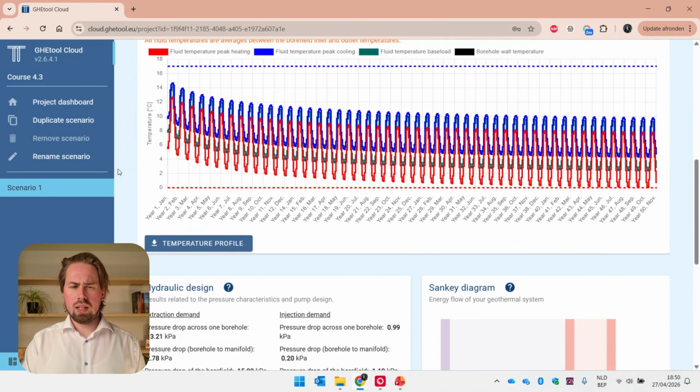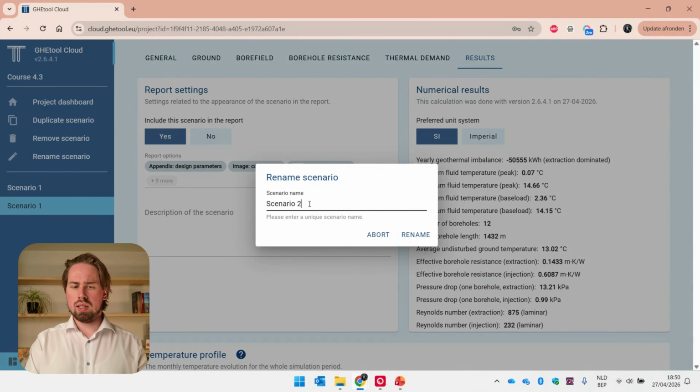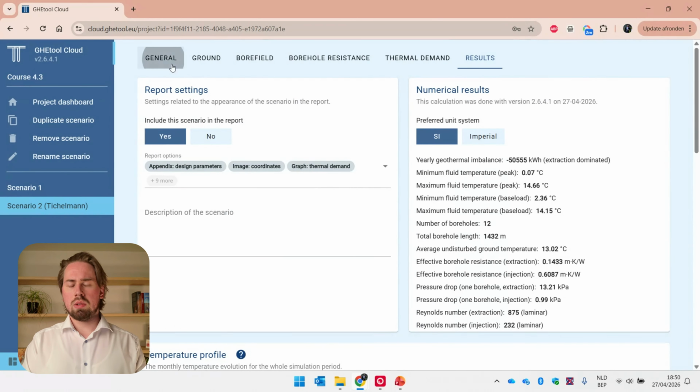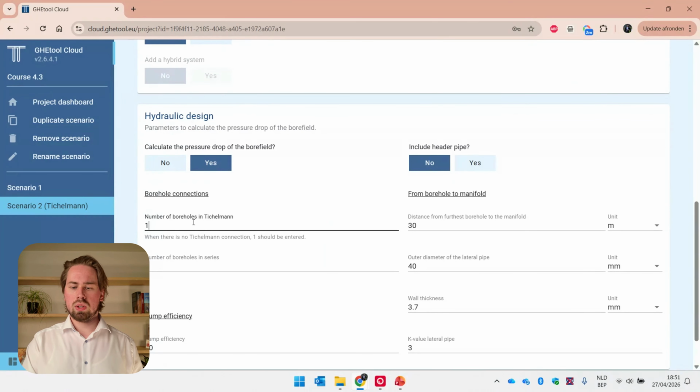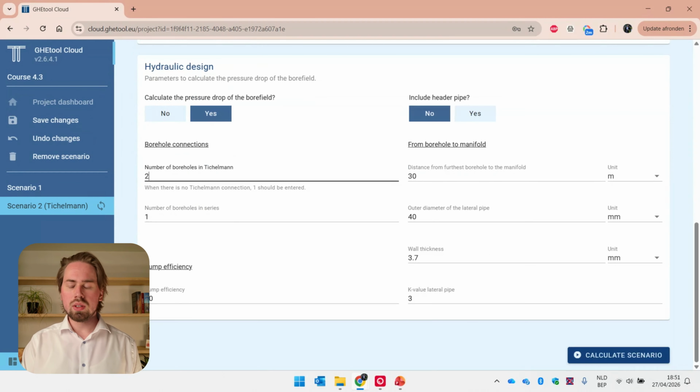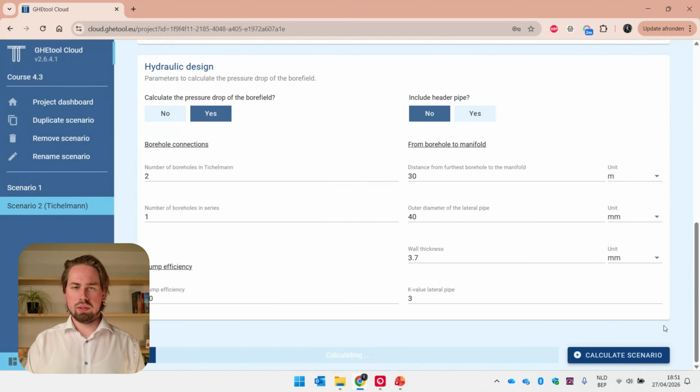Now, let us go ahead and change the hydraulic design. So we're going to call this scenario 2, Tichelmann connection. So instead of connecting all the boreholes directly to the manifold, we're going to say, let's group them in groups of 2. And let us calculate the scenario again.